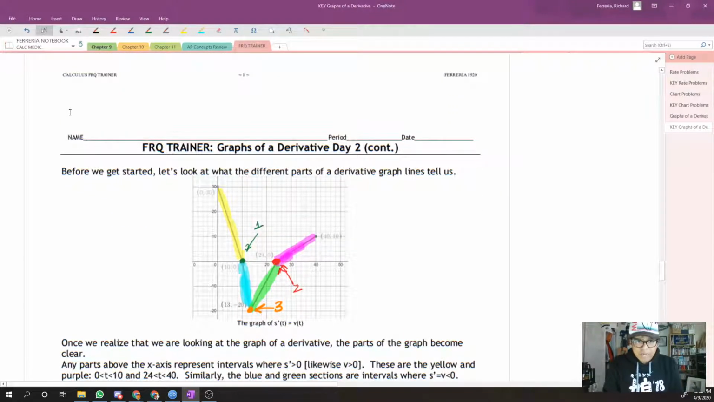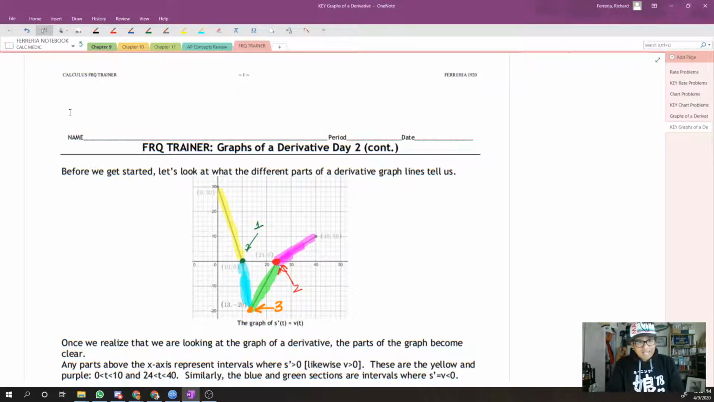I've highlighted different sections here, and I've called your attention to some points. In the yellow section and the pink section, the velocity graph is above the x-axis. So in yellow and pink, the velocity is greater than 0. And on that same token, blue and green represent areas where the velocity is less than 0. So above the axis, velocity is greater than 0. Below the axis, velocity is less than 0.